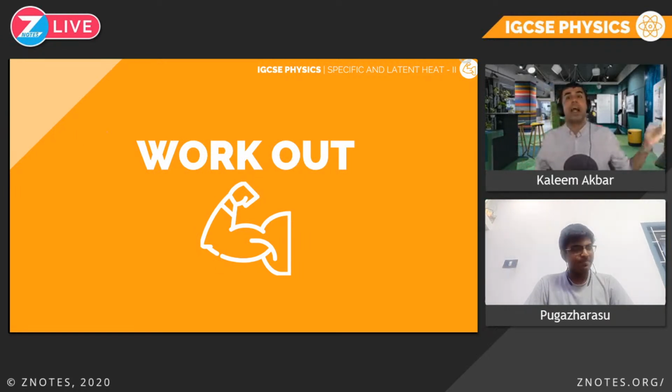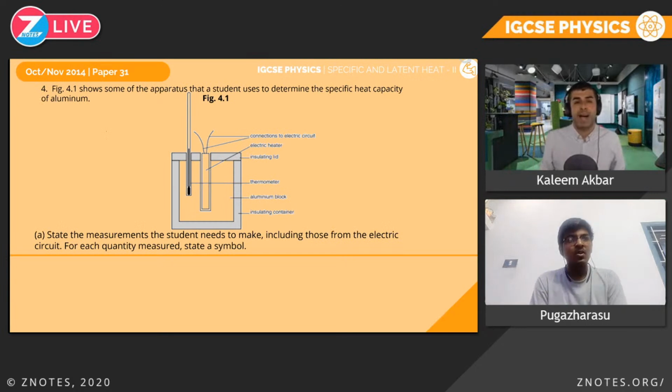I'm happy to continue because you never saw the first screen. So let us now flex our muscles and do some actual past examination questions. So guys, what you're seeing here is October, November 2014 paper 3.1.